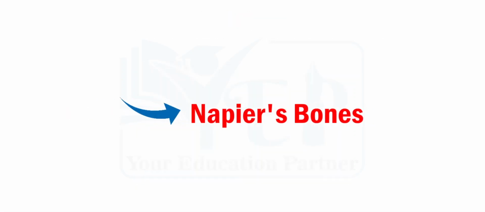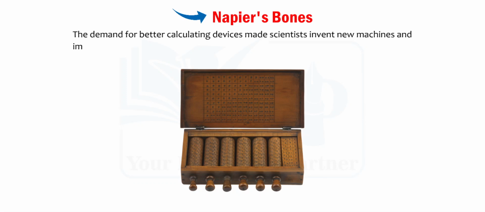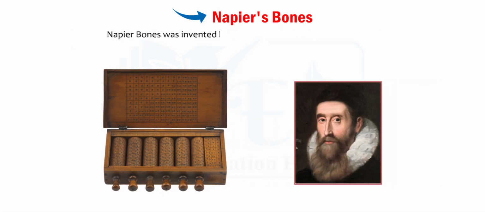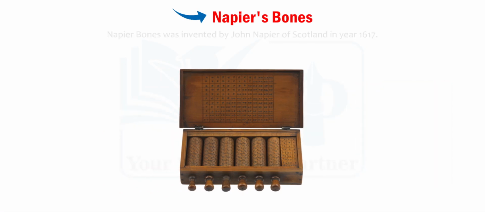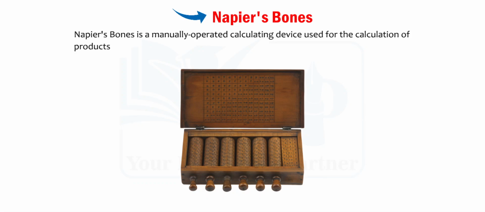Now we will discuss Napier's bones. The demand for better calculating devices made scientists invent new machines and improve the existing ones. Napier's bones was invented by John Napier of Scotland in the year 1617. Napier's bones is a manually operated calculating device used for the calculation of products and quotients of numbers.